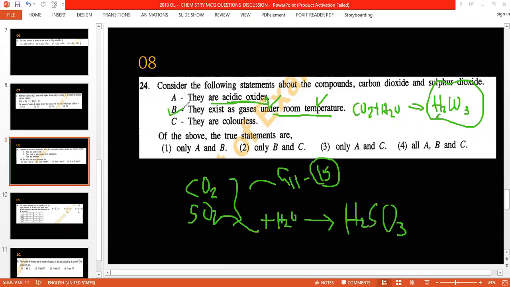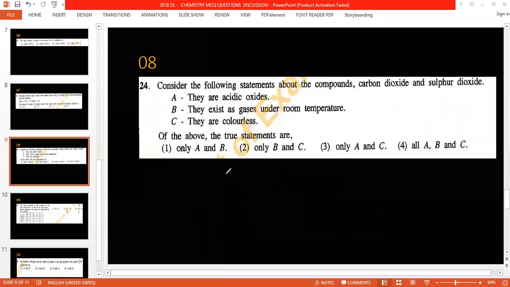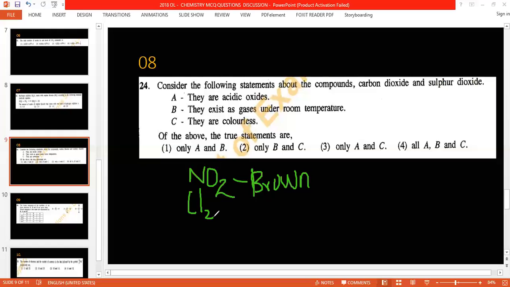And the third one, what is that? They are colorless. The colors of these gases are very important, my dear students. Nitrogen dioxide is a blackish or brown color. Other gases, like chlorine, are colored, while hydrogen is colorless. Carbon dioxide in the atmosphere, if it had a color, you would have seen it. So all statements are correct, and the answer should be 4.